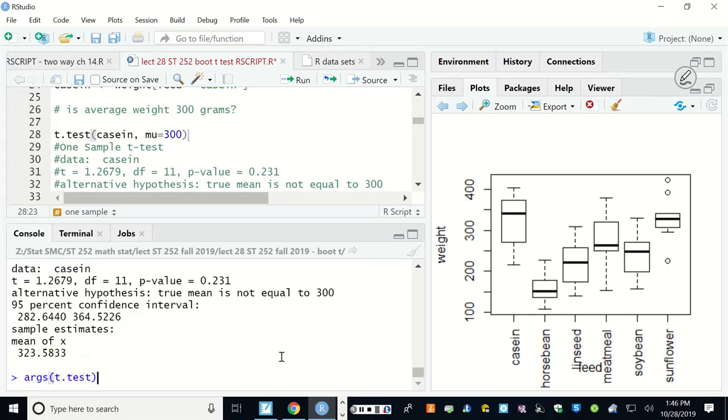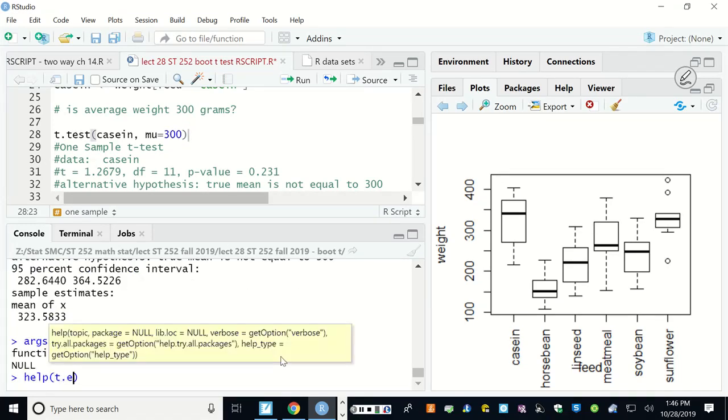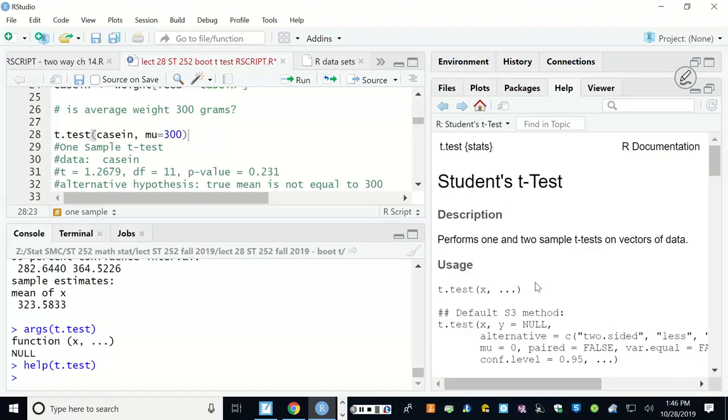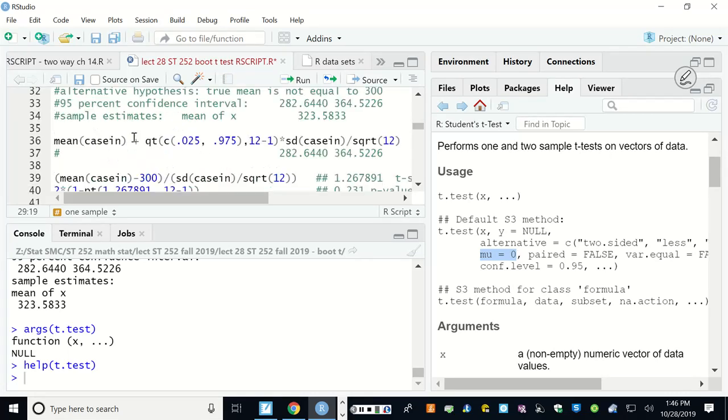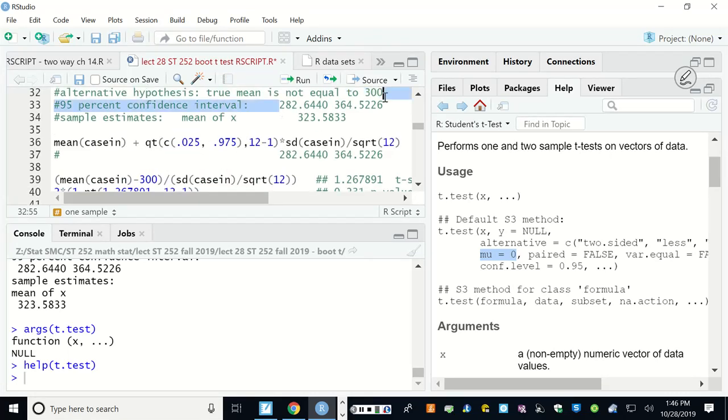Arguments, t.test. It doesn't tell you there exactly how to do it, but if you do help of t.test, then you see mu, you can get different values of mu. If you just do a t-test and don't put in a mu, it's going to assume you're trying to test it versus 0. And these are weights of chicks, so 0's irrelevant. If you did a confidence interval, you would get 282 up to 364 grams for the weights. The estimate of the mean was 323, so it's kind of in the middle here.